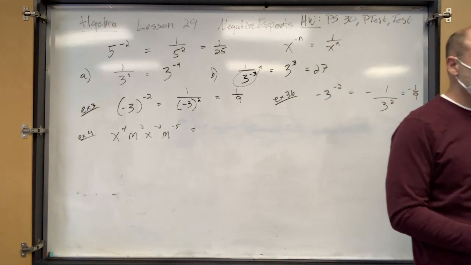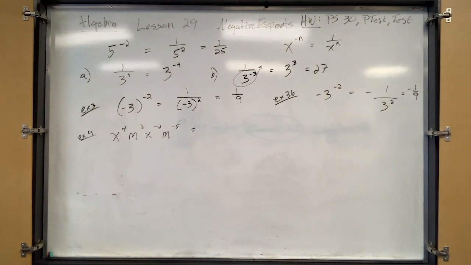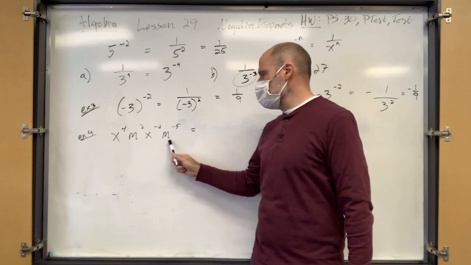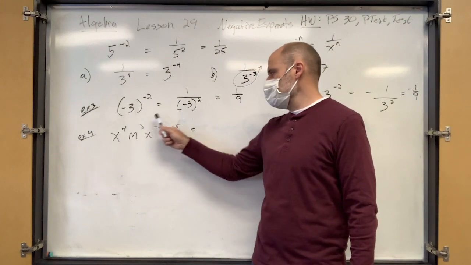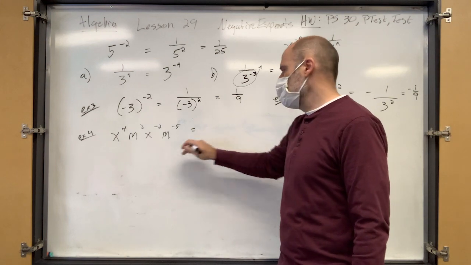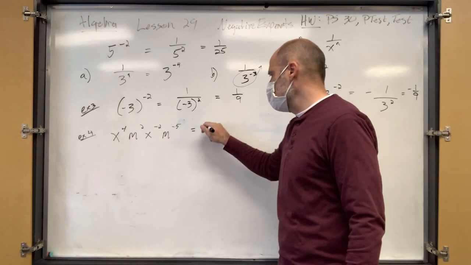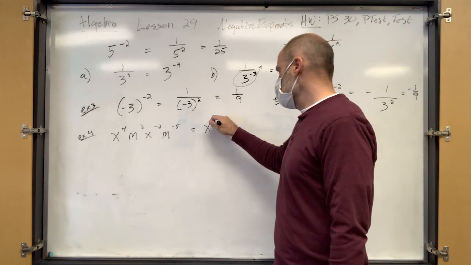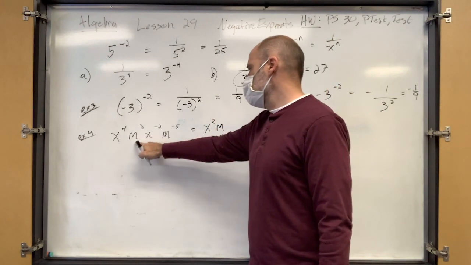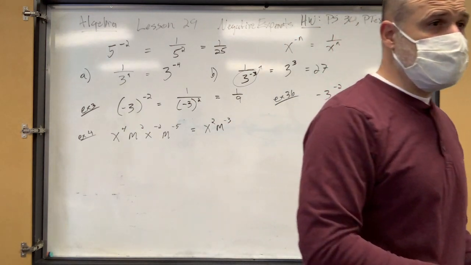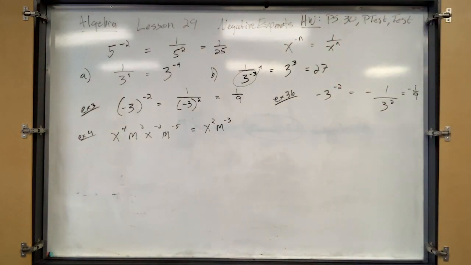Yeah, I mean, they're not like terms, but I know what you mean. So you're multiplying similar bases, so what do you do with the exponents? You add them, right? So let's do the x's. What do you get when you add 4 and -2? 2. And then m is 2 and -5. Okay, so this is a simplified answer.